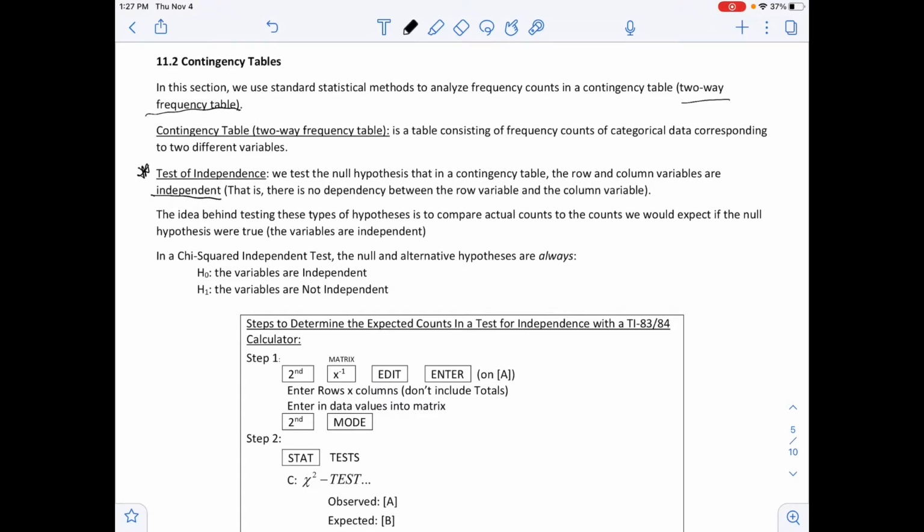So in a chi-squared independence test, the null and the alternative hypotheses are always going to be H0 and H1, given here, star those. H0 is going to be that the variables are independent, and then H1 is going to be that the variables are not independent, or you can also write this as dependent.